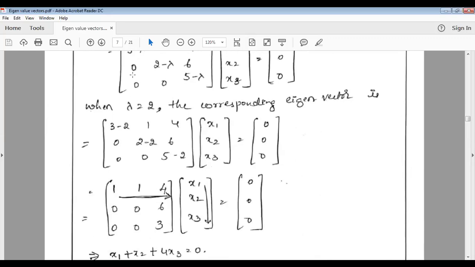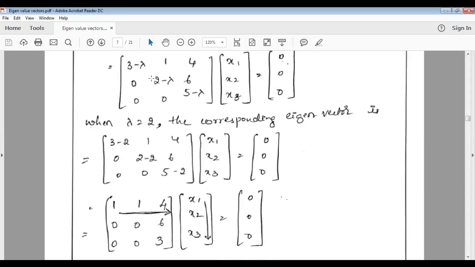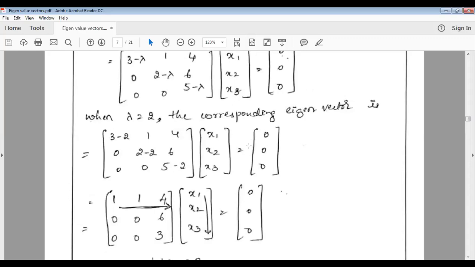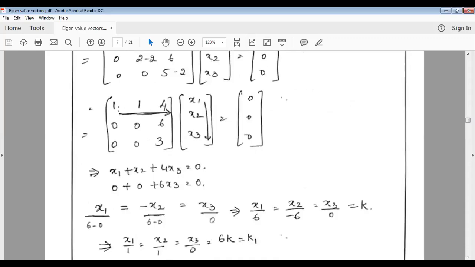And once I do that, this A minus lambda I will convert itself to A minus 2I. Therefore, instead of 3 minus lambda, I've written 3 minus 2. Instead of 2 minus lambda, I've written 2 minus 2. And instead of 5 minus lambda, I've written 5 minus 2. The structure of x is known to me, it remains as it is, and the zeros remain as they are. Right? So now I'll do the arithmetic here, and I find the matrix 1, 1, 4; 0, 0, 6; 0, 0, 3, times x1, x2, x3 equal to 0, 0, 0.